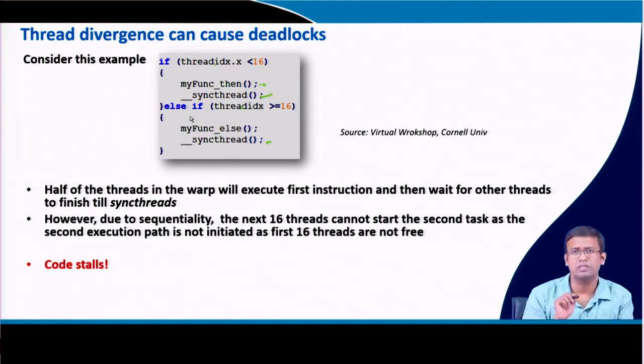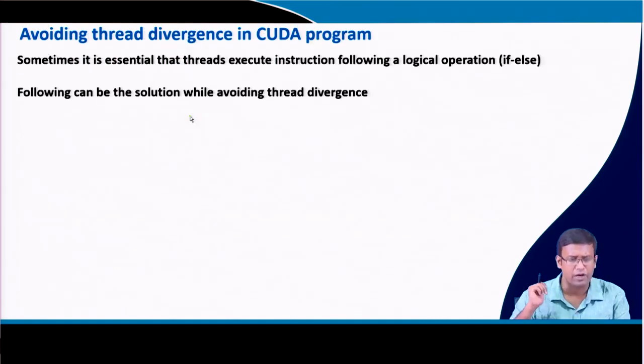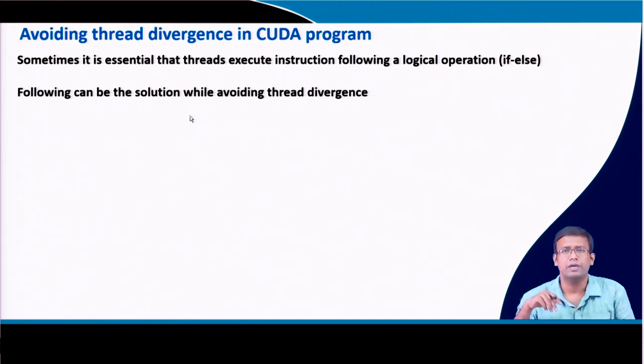So, these are things which have to be avoided. That means, using if else on thread IDs inside a kernel is a strict no-no. If you do that, your performance will be degraded. However, there are certain cases when you cannot avoid that. When you are writing a complex program, sometimes you cannot avoid using logical statements like if else, but you have to avoid thread divergence. So you should not put this if else statement based on the thread IDs within the kernel.